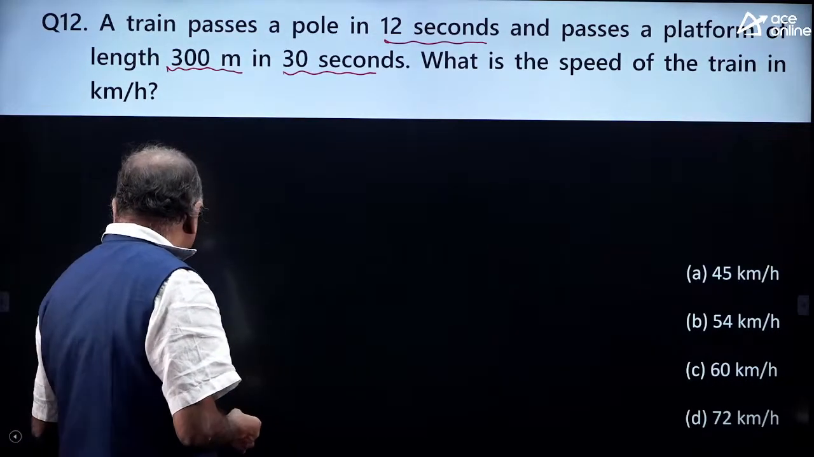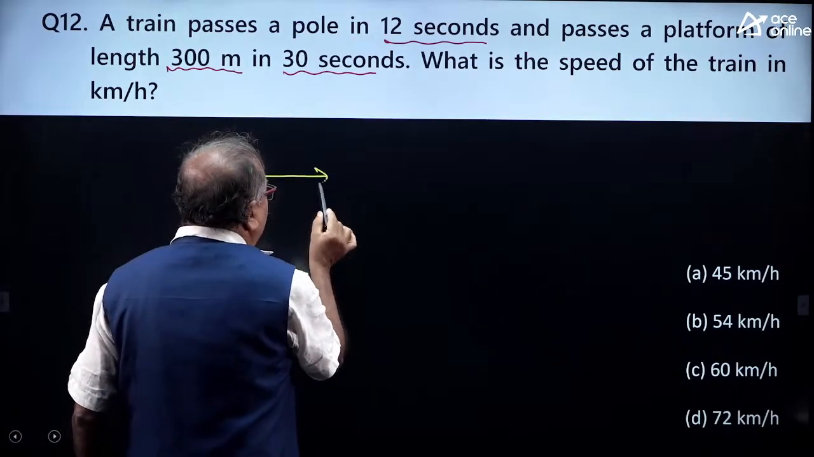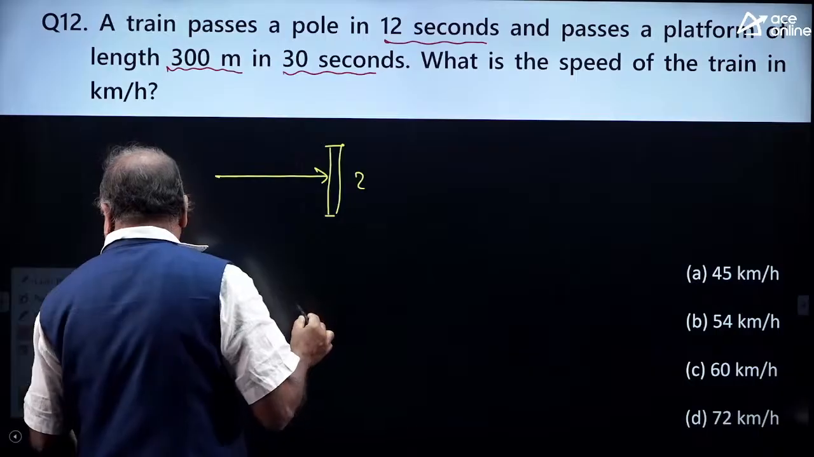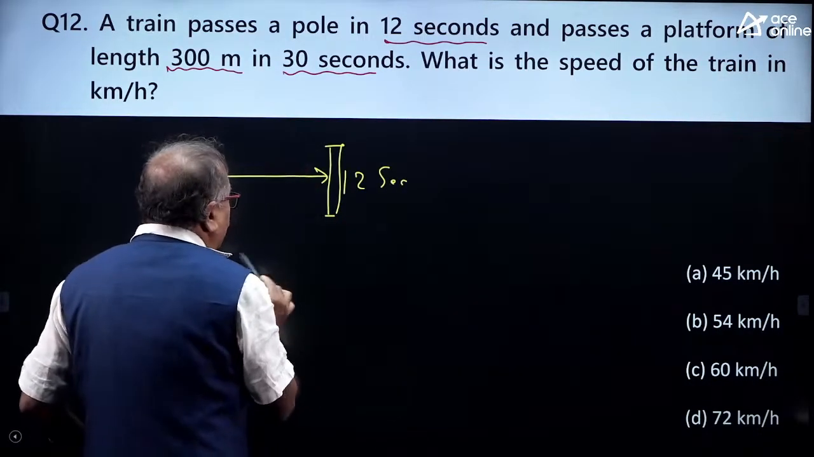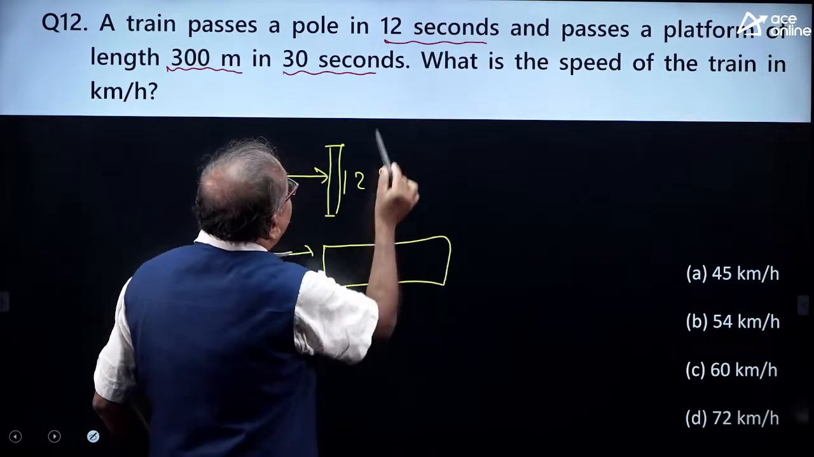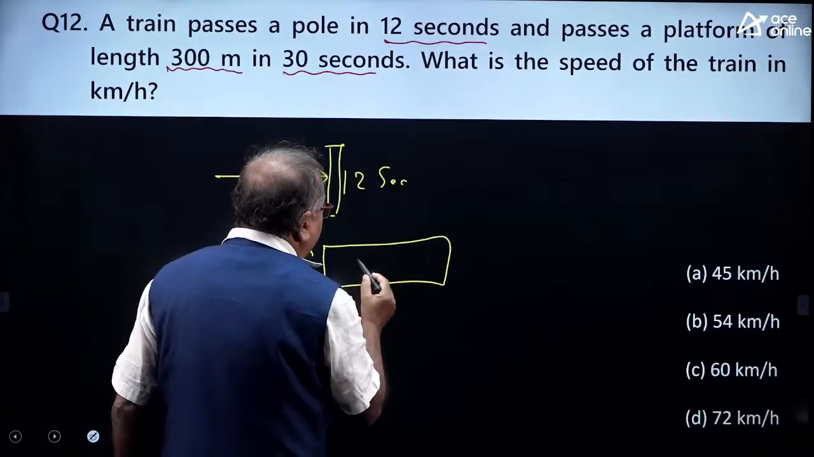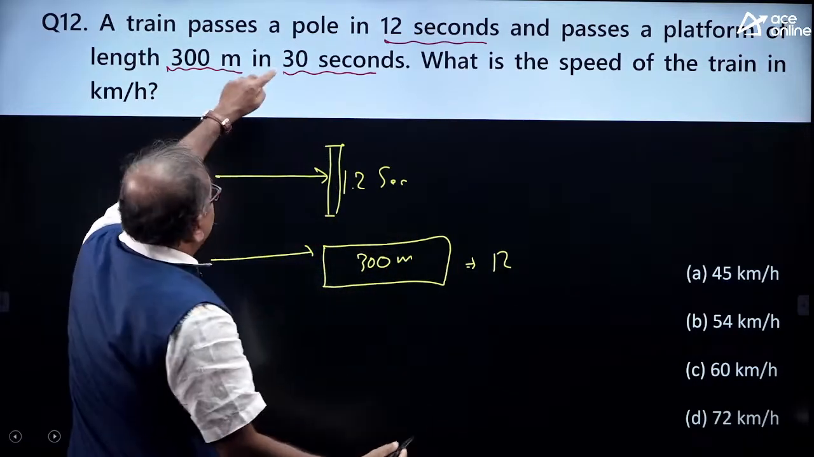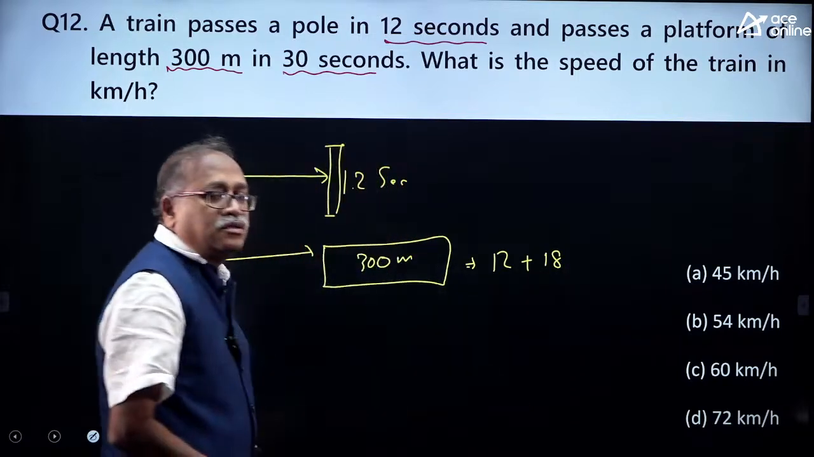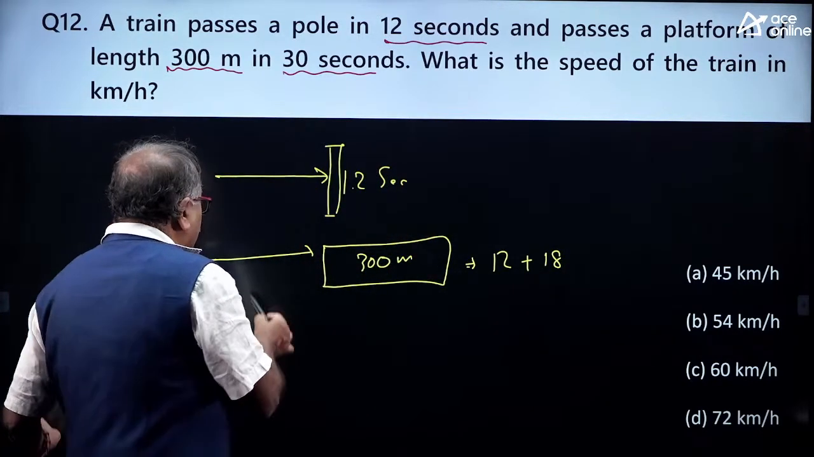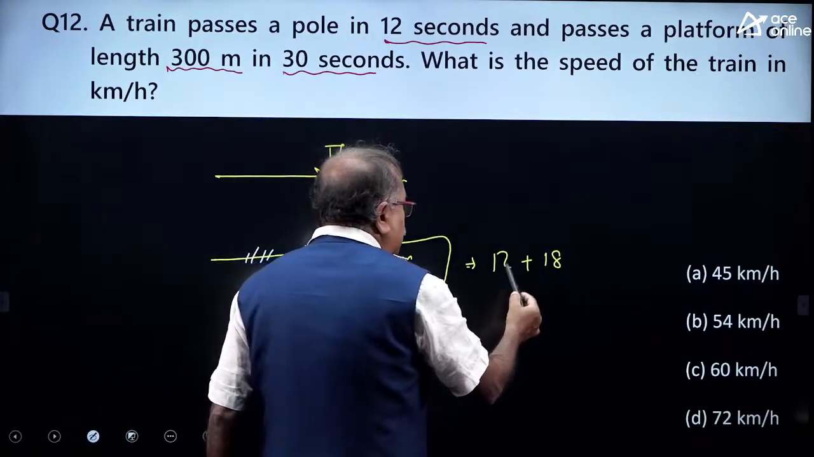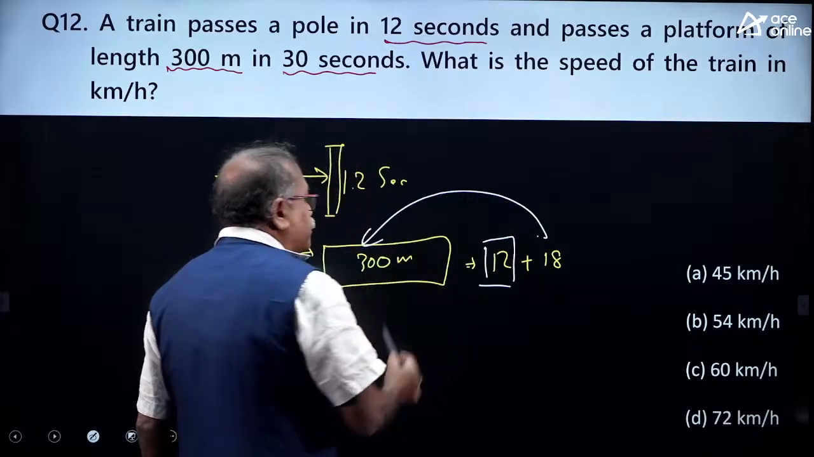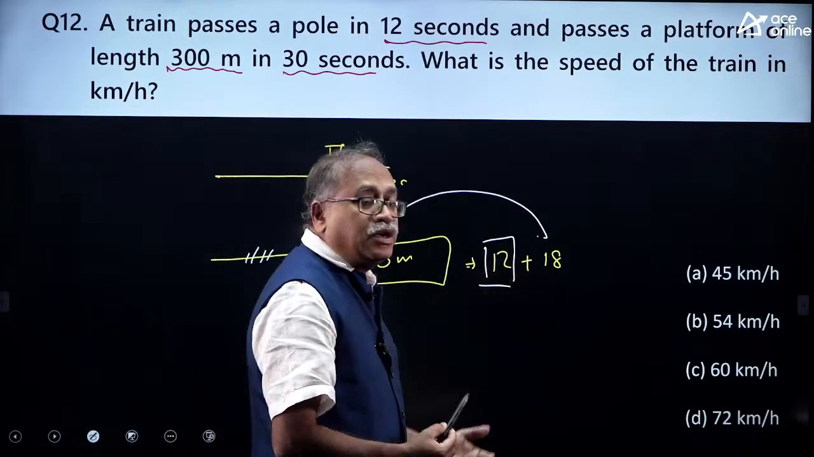So, we have very clear information here that it crosses its own length in 12 seconds. Okay, and it crossed the platform whose length is given as 300 meters, and it takes its own length of 12 seconds. The total is 30 seconds. That means plus another 18 seconds. That's 30 seconds. So, to cross its own length is 12. So, what is this extra 18 for? It is for crossing the platform. So, I know the 300 meters is covered in 18 seconds.